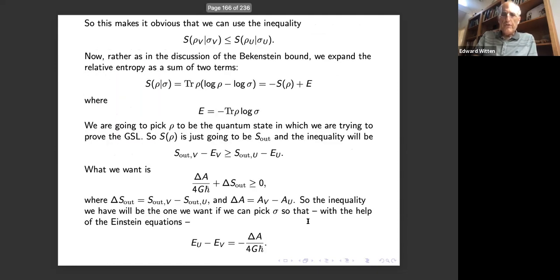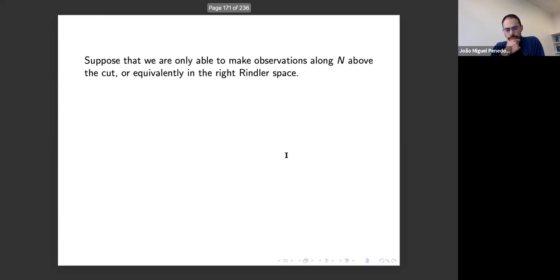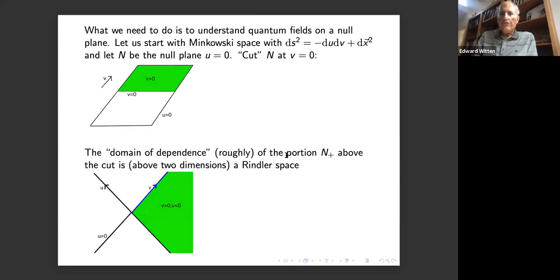In the case of a Schwarzschild black hole, the state will be the Hartle-Hawking state. And we need to know that the back reaction shifts the area; we'll compute the change in area due to back reaction at order h bar. It will precisely lead to this formula, such that the inequality of monotonicity of relative entropy will turn into the generalized second law. But we need to understand more general cuts of null surfaces and even more general null surfaces, because the only cut of a null surface we've discussed so far is this flat null surface above a cut at V equals zero. That corresponds to Rindler space. So we already know the density matrix of Rindler space, but we need to understand more general density matrices for null surfaces.